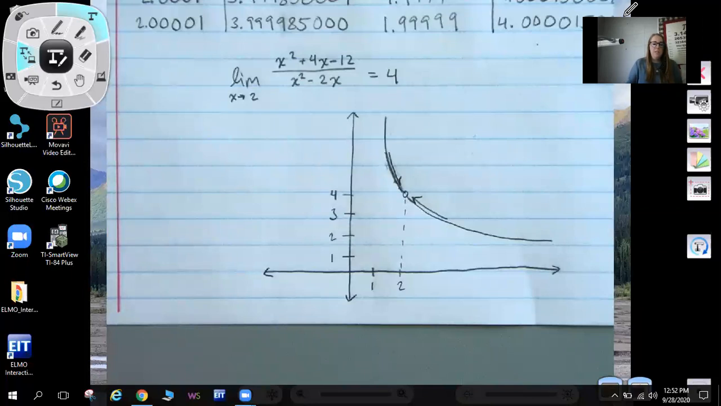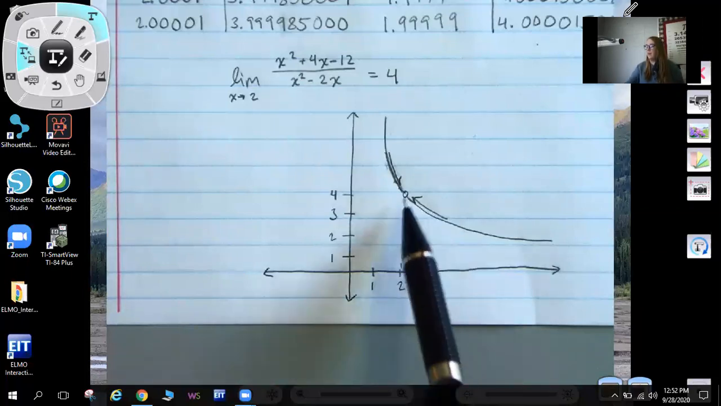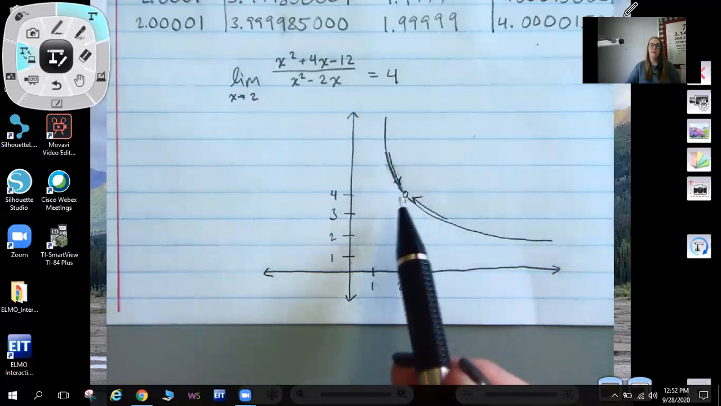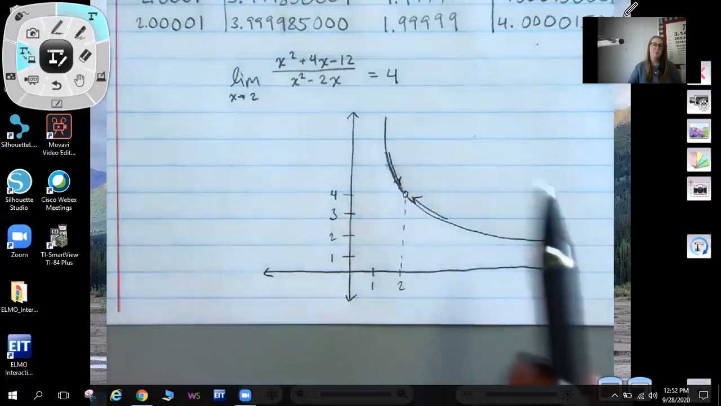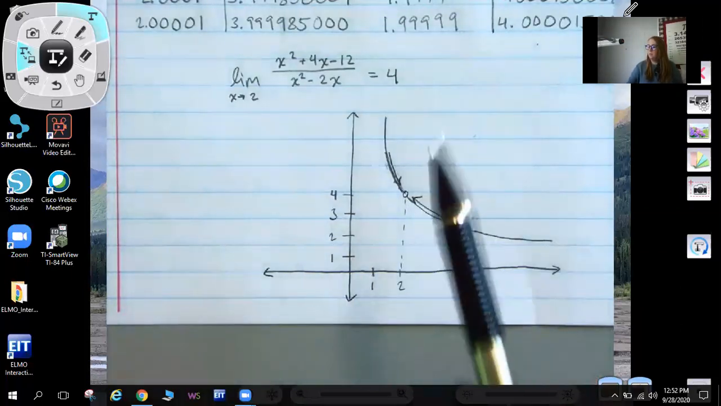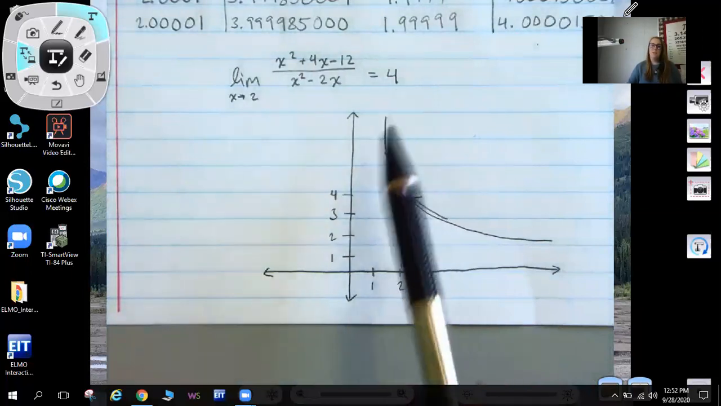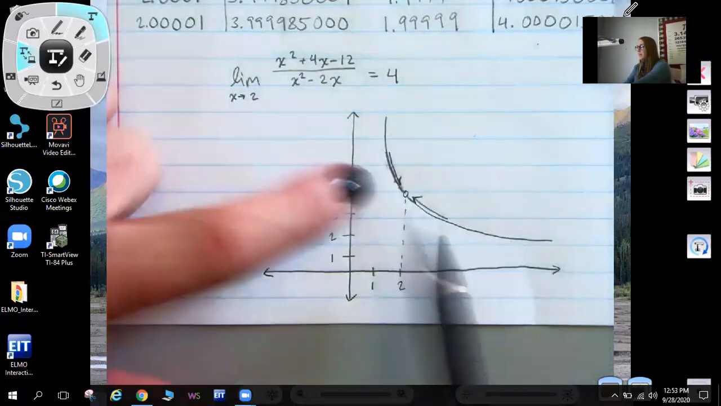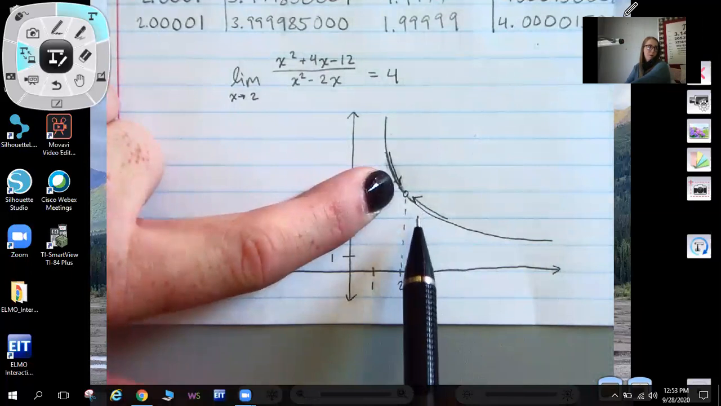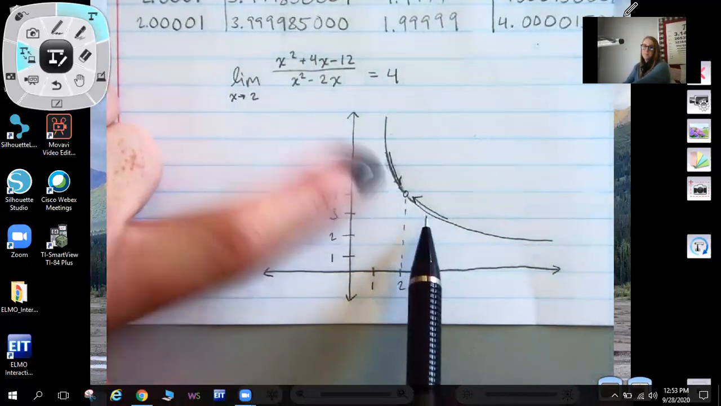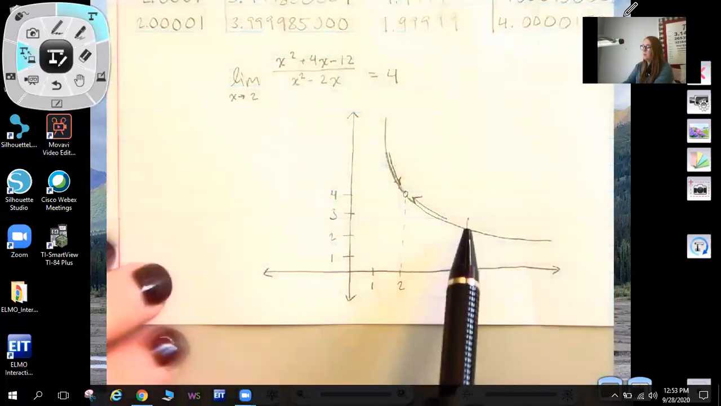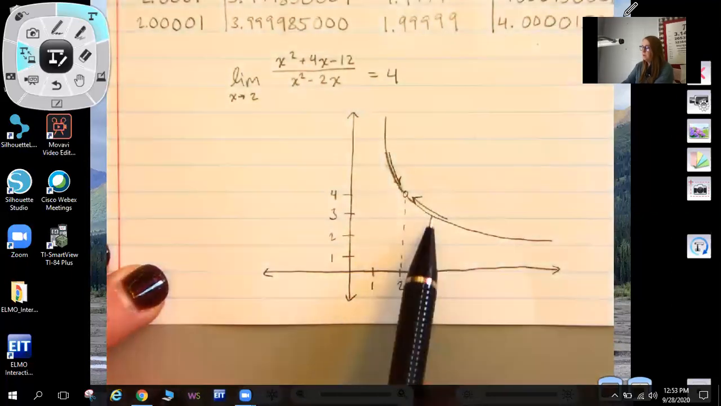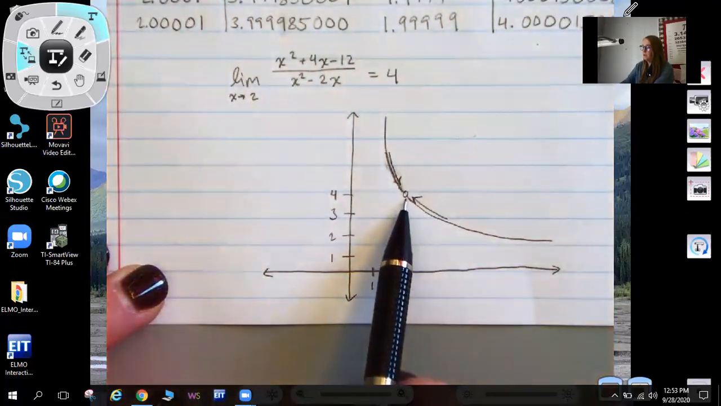So when we're computing limits, we're not really asking what's going on the graph at 2, because if we were asking that, we would say, well, it's undefined because there's a hole in the graph there, because when you plug in 2, you get division by 0. But a limit is only concerned with what's happening on either side of 2, or whatever x value we're given. So on either side of 2, our function value is getting closer and closer to 4.